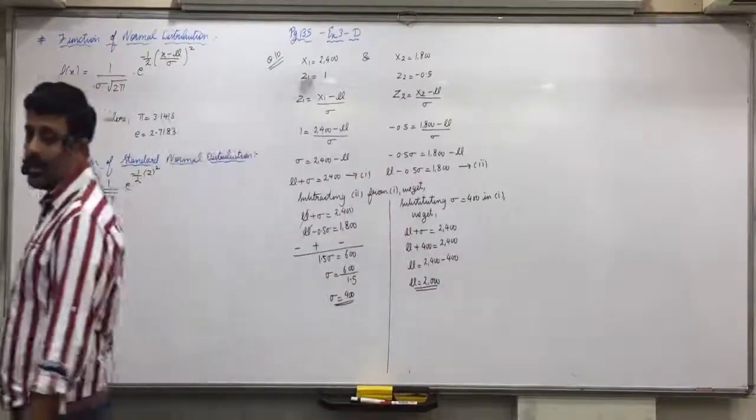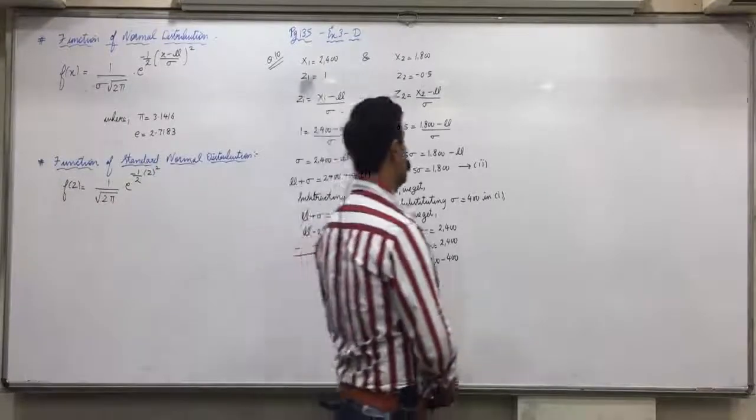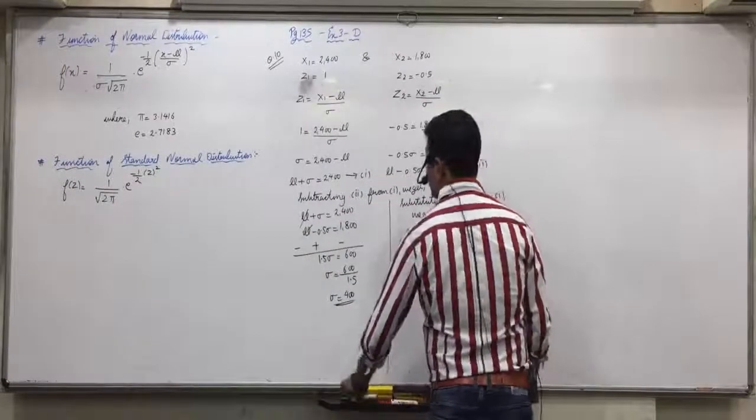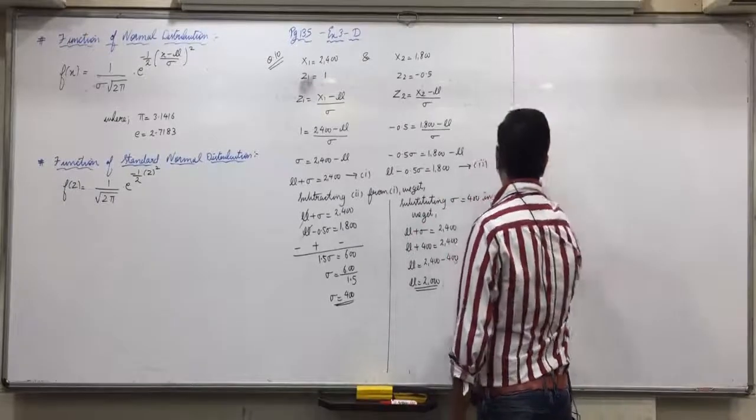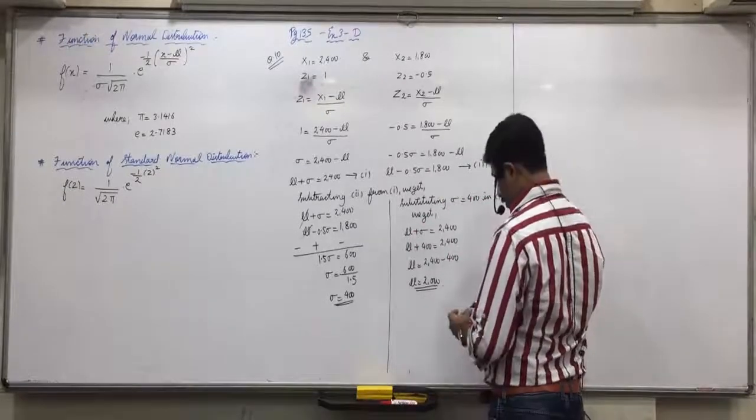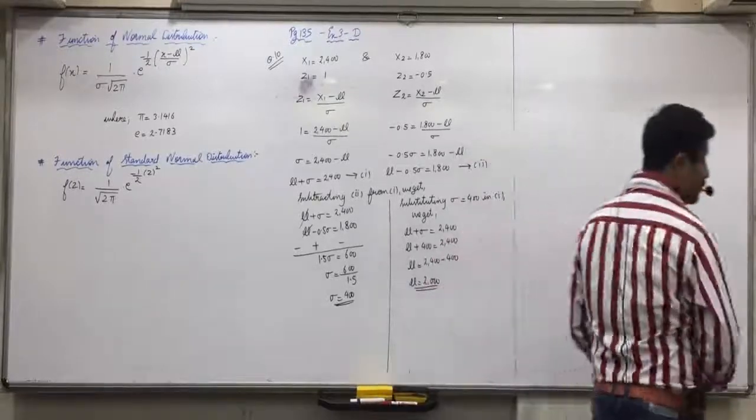Did you all understand this question, everyone? Any confusions in this? Thus, the mean and standard deviation of the normal distribution is 2000 and 400 respectively.